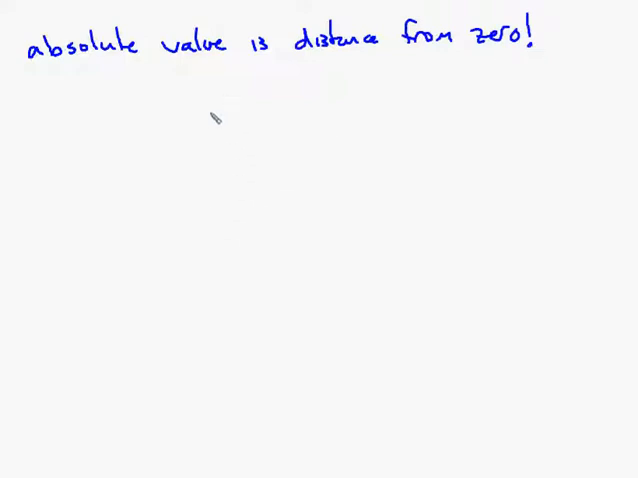Okay. Absolute value is distance from 0, right? So that's why, when we do something like the absolute value of negative 5, we're asking the question: how far is negative 5 from 0? And we say 5 units. We can also find the absolute value of a complex number.